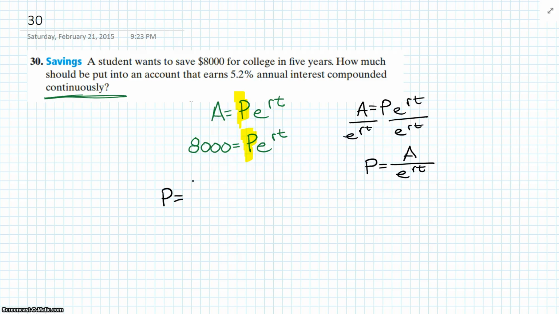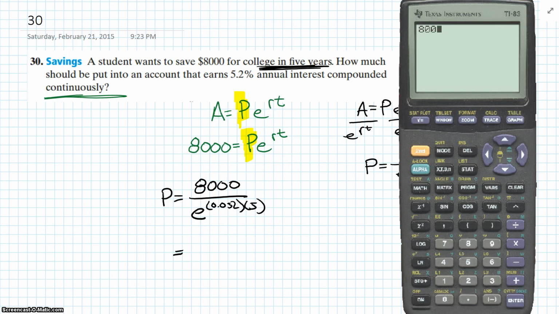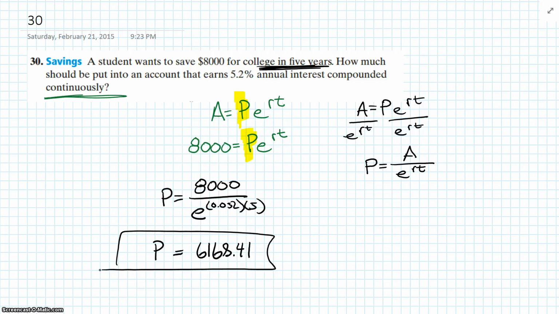So let's look at it. Principal is, my A value is $8,000 over my E to the 0.052, and I need to save for 5 years. So there's my equation. So that's easy calculator work for us. So let's just plug it in. So I got 8,000. We're going to divide that by some parentheses. The exponential of 0.052 times 5. $6,168.41. So that's how much we need to invest right now if we want to have $8,000 in 5 years.